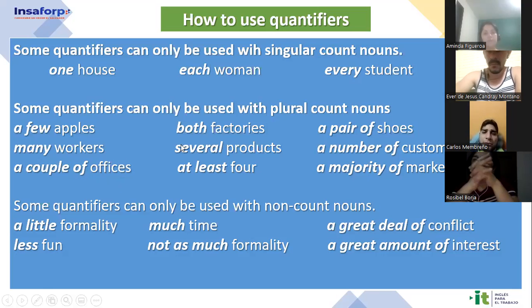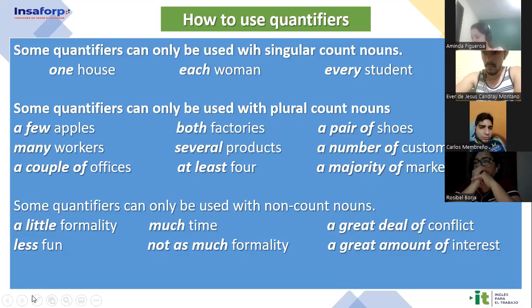Of course. Both, ambos, both factories, several products, muchos productos, at least four, a menos, a pair of shoes, a pair of socks, a pair of shorts, etc. A number of customers, a majority of markets. So a few, many, a couple of, both, several, at least, a pair of, a number of, and a majority of are used to describe plural count nouns. Okay?